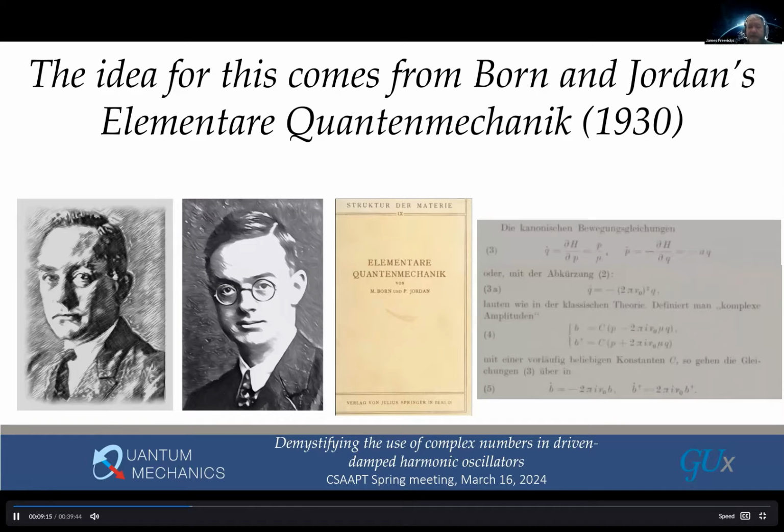But what they say is, form this linear combination, okay? And if you form that linear combination, what you find is B dot is a number, a pure imaginary number, times B. And B dagger dot is the Hermitian conjugate number times B dagger. Now, these two differential equations are very easy to solve. They're just exponentials. And I'm going to show you where this comes from. This is the basic idea that they introduced. They then go on to talk about quantum mechanics and how you can solve the quantum harmonic oscillator. But they have this very interesting couple of lines on the classical harmonic oscillator.